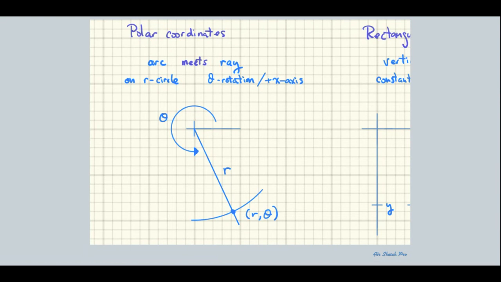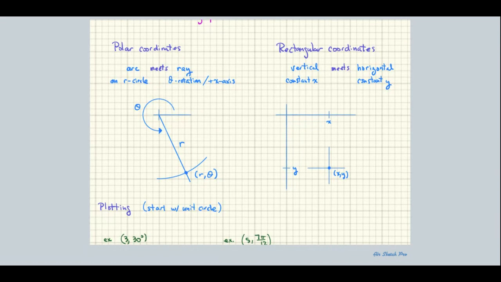Now let's compare that to rectangular coordinates. With rectangular coordinates we also get an intersection, but it's a perpendicular intersection. A particular x coordinate defines a vertical line, a particular y coordinate defines a horizontal line, and where the x coordinate meets the y coordinate is your point (x, y). There are lots of reasons why we want to use polar coordinates as well, but the nicest thing about rectangular coordinates is you have one x, one y, one point. All there is to it.